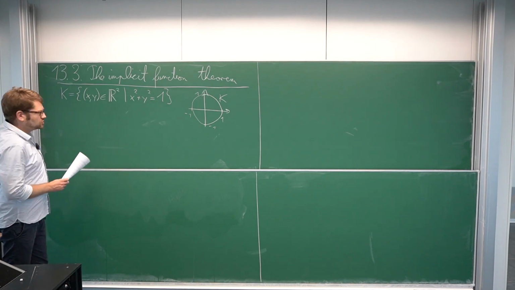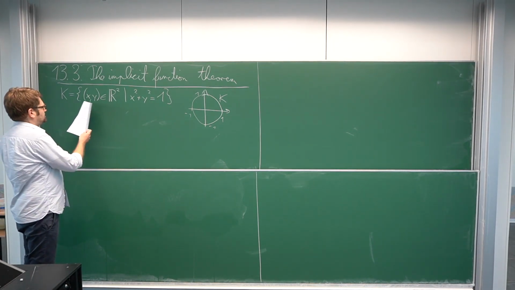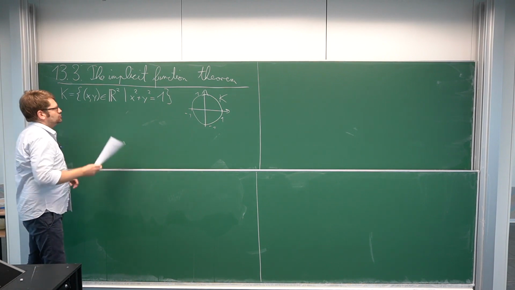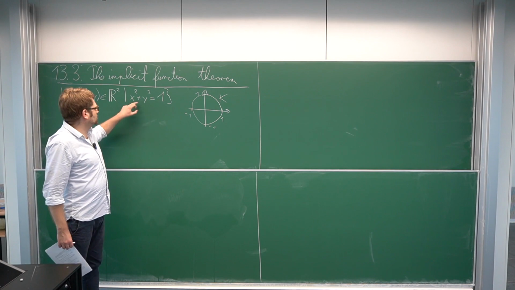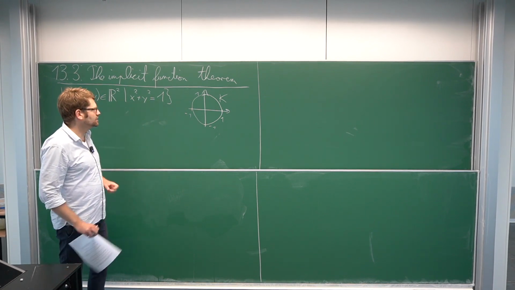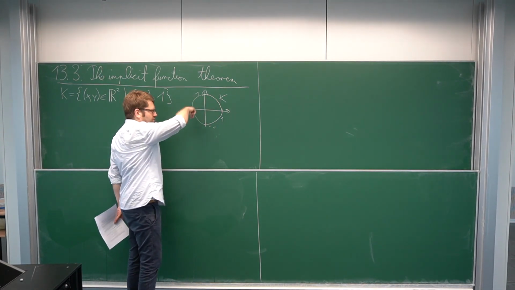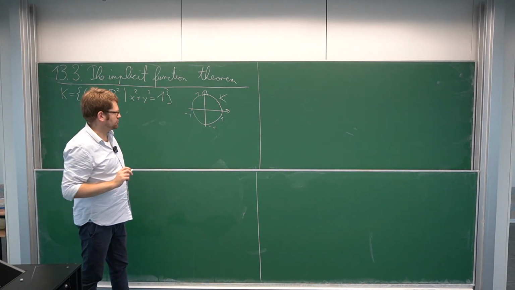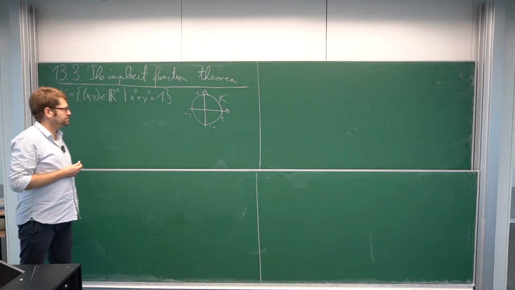First of all, we study a solution set of an equation again, namely the following: the set K consisting of all points x and y in R2 such that x squared plus y squared equals 1. So in other words, the norm of (x, y) is 1. This is equivalent to this equation. And the solution set is simply a circle of radius 1 around the origin 0. This is also what you call the unit circle.